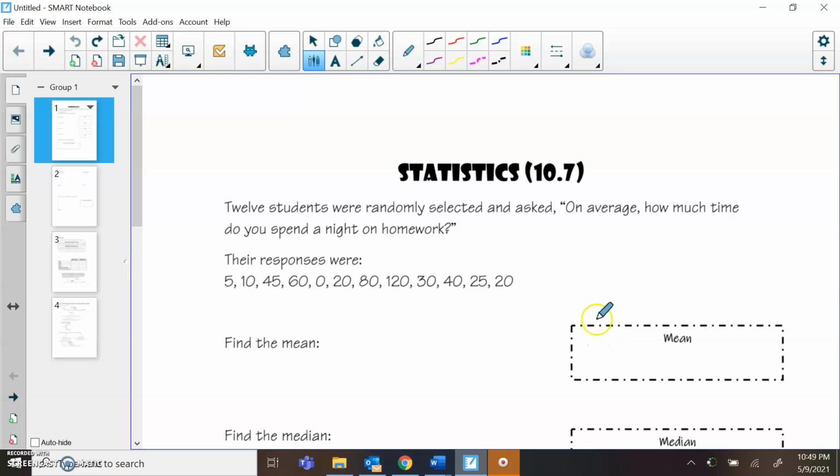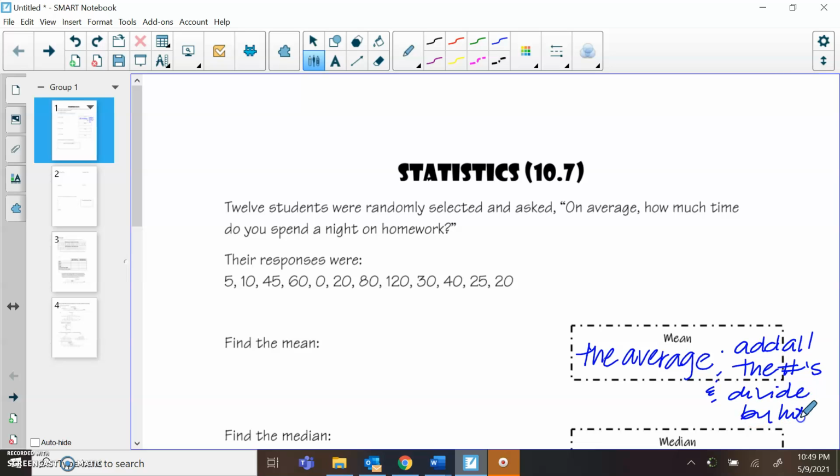We'll just write the average. But to find it, you add up all the numbers. I'll write that over here. Add all the numbers and divide by how many there are. So that is the mean, or the average.